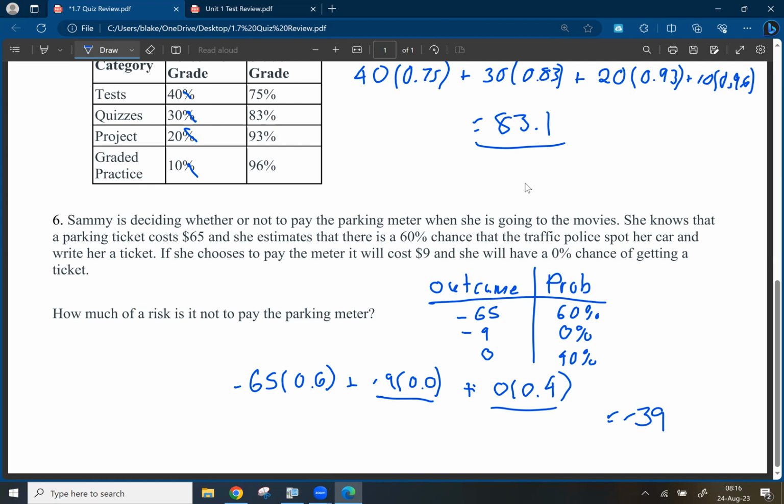So we have two options. We can run the risk of paying on average $39 every time we choose not to pay, or we can just pay $9 every time we choose to pay. I think it's pretty obvious that it is worth paying the meter and not taking the risk. So don't risk it. Pay the meter.